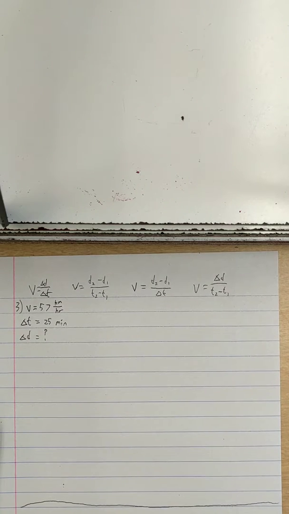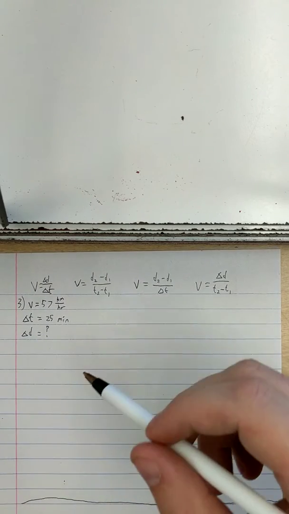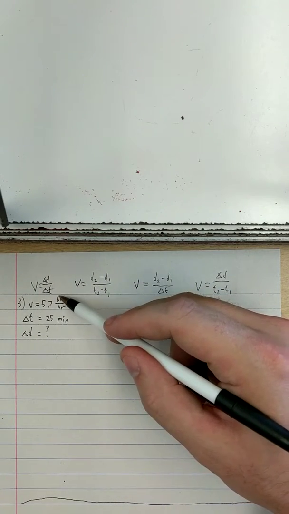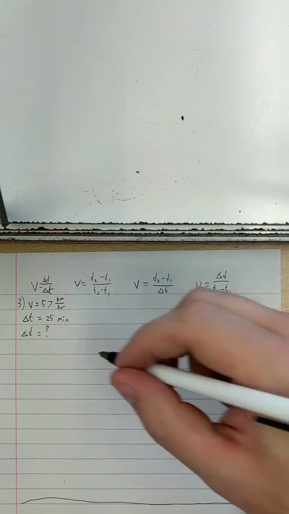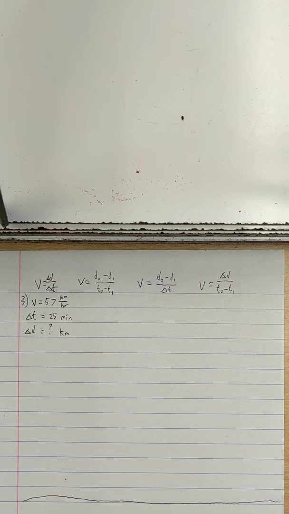It doesn't ask for a specific unit. If it asks for a specific unit, make sure you pay attention to it. If it doesn't, just take whatever distance unit your velocity has. This is in kilometers, so I'm going to find mine in kilometers. That way I'll have to do the least amount of conversions.